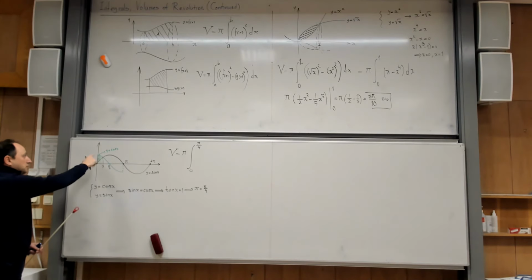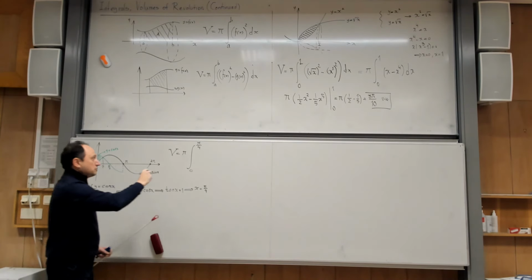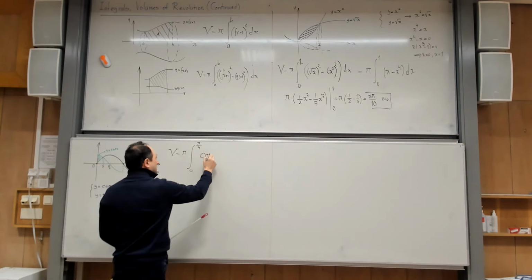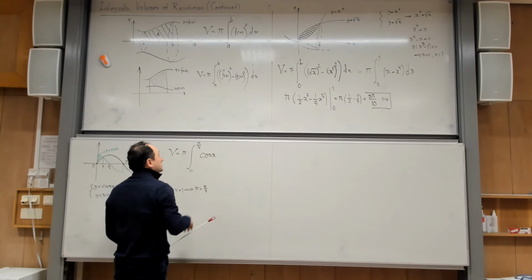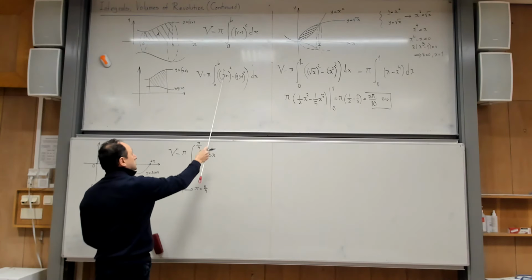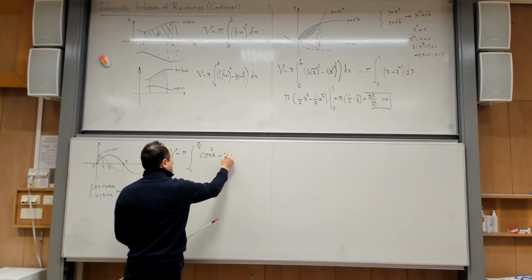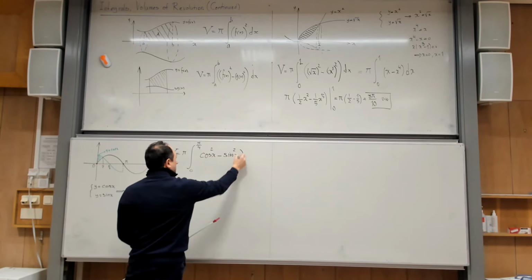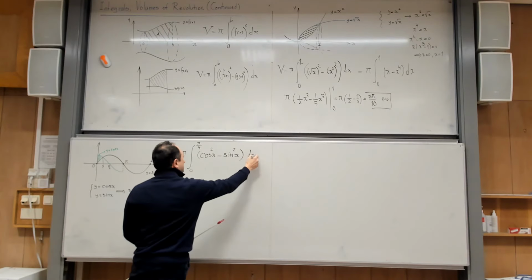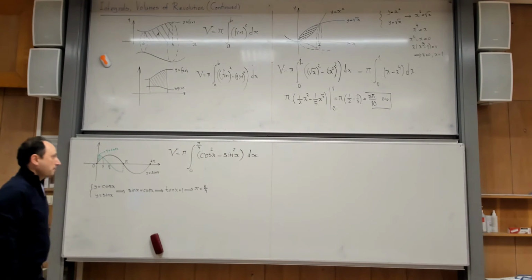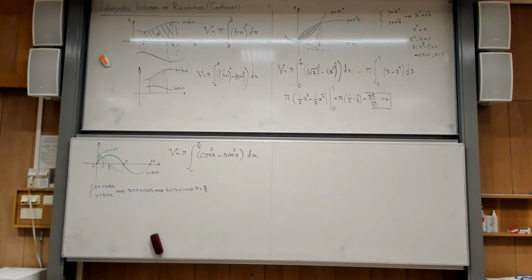The function above is cosine, so it becomes cosine, not sine. You see, the formula tells you to take the function and square it. So this becomes cosine squared minus sine squared dx. Yes, I have to calculate this integral. So any ideas how to do it?